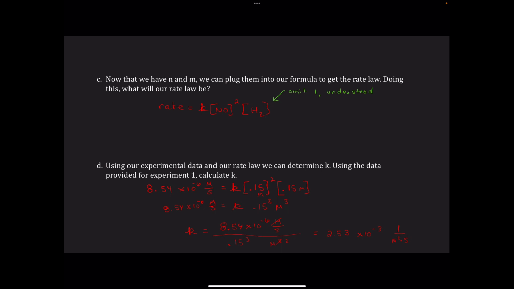Now, on our worksheet, we had some additional problems. We've got problems 6 through 9. 6 through 9 give you additional practice with determining the rate law, just like we did with problem number 5 here. So I would encourage you to spend some time on your own and work through those problems. I will post an answer key in order for you to check your work.